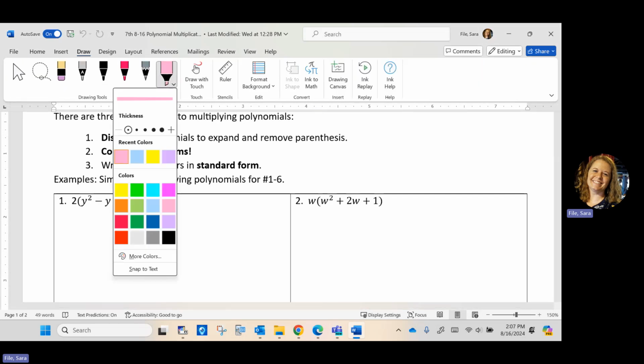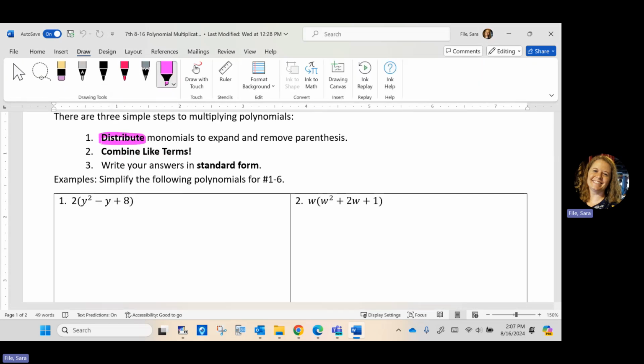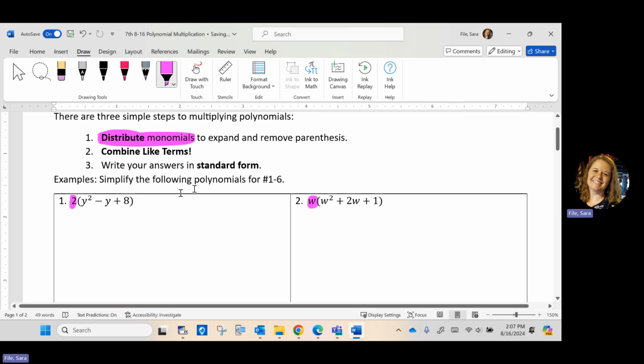Okay, so we are always going to distribute whatever the monomial is that's outside into every term of the polynomial that's in the parentheses. So for number 1, what is the monomial that we're going to distribute? The 2. What about in number 2? What are we going to distribute? The w.